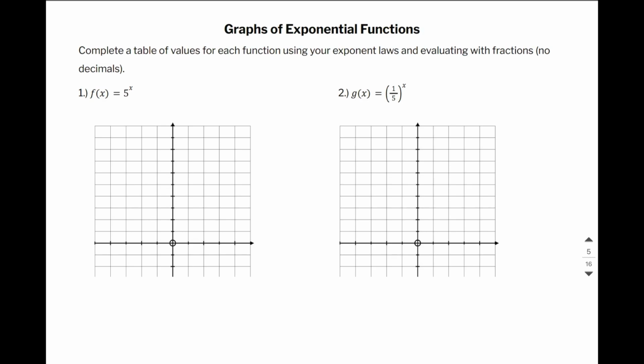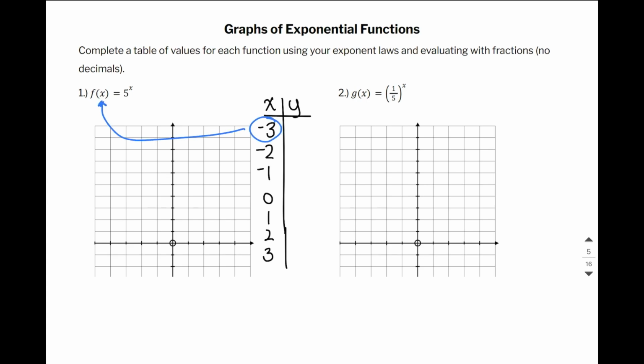So I want to make a table of values for this, and in order to do that, I think it'll make the most sense for me to go from -3 all the way to +3. Remember, the x is our input, the y is our output. So this -3 is going to go in for x here. How do I do that? I'm going to do f of -3, and I'll get 5 to the power of -3, which is 1 over 5 to the power of 3, which gives us 1 over 125, because 5 to the power of 3 is 125.